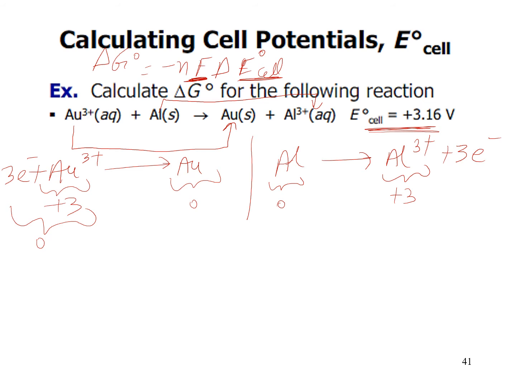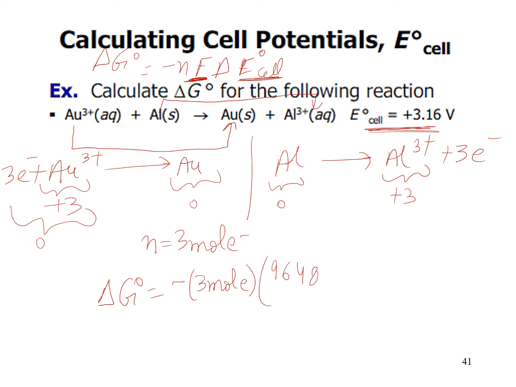I don't have to multiply any of these reactions by anything. So the total number of electrons that I will be canceling out here would be 3. So what is n? n is 3 moles of electrons. So delta G naught is going to be negative nF E naught, which is negative 3 moles of electrons times 96485 coulombs over 1 mole of electrons, that was the value of F, times E naught cell, which is 3.16 volts.